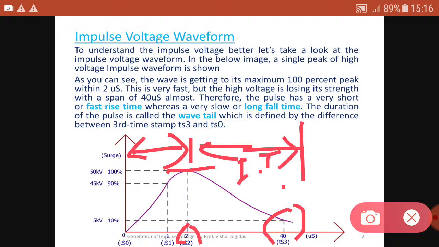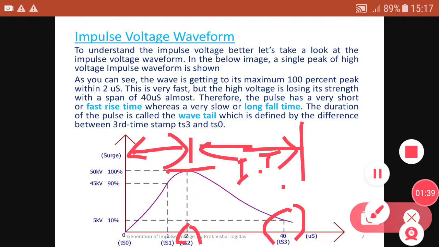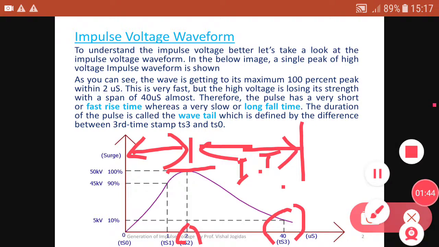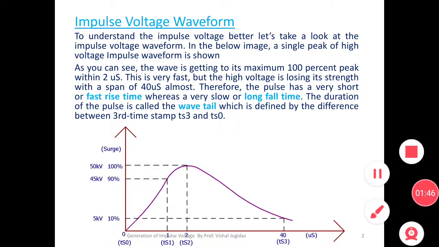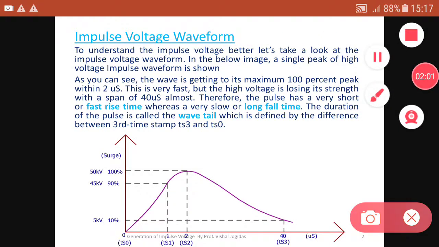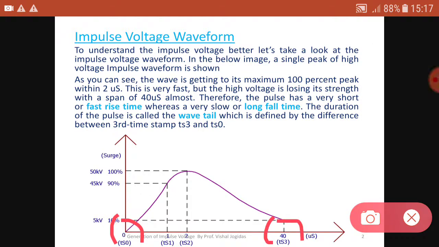The duration of the pulse is called the wave tail, which is defined by the difference between the third time stamp TS3 and TS0. It means here we can see this is TS0 and here we can see TS3. So the time duration between these two time stamps is called the wave tail.